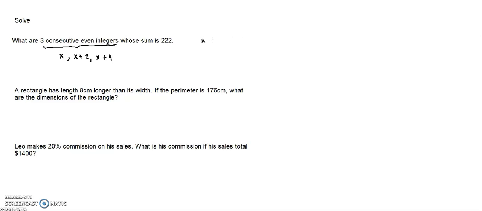So we're going to have x plus x plus 2 plus x plus 4. We're going to sum those 3 together, and the sum is 222. Okay, so now we should be able to solve this. This is a linear equation. So we can combine like terms on the left, and we would get 3x plus 6, just like we did last time, equals 222. And now we have an equation that we can solve.